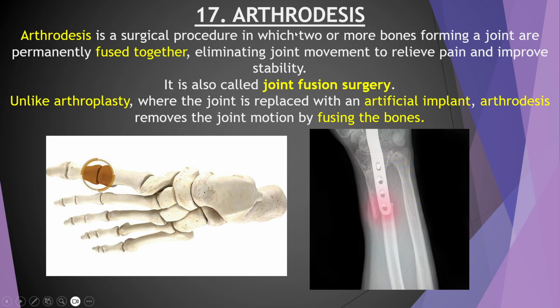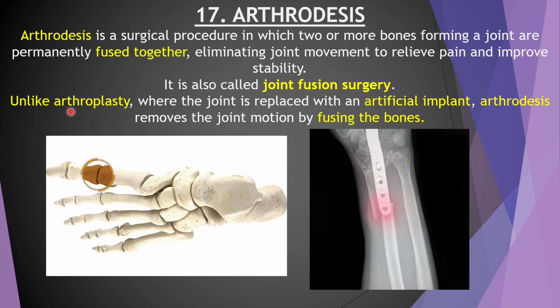So first, what do we mean by arthrodesis? We can divide it into two parts, that is arthro and desis. Arthro means joint and desis means fusion. So the fusion of a joint in order to relieve the pain, to improve the stability, and to eliminate the joint movement. So we can say that arthrodesis is a surgical procedure in which two or more bones forming a joint are permanently fused together, eliminating the joint movement to relieve the pain and to improve the stability. It is also called joint fusion surgery.